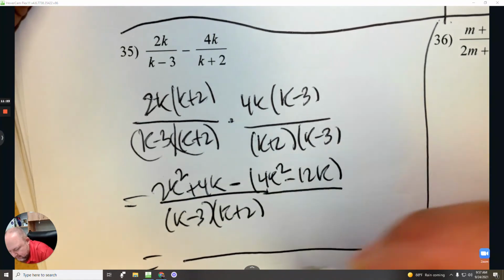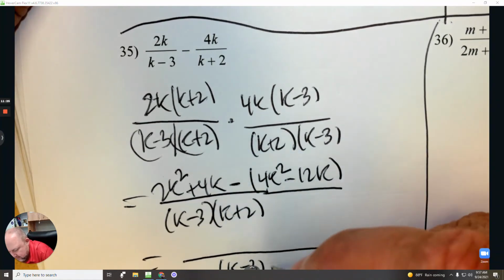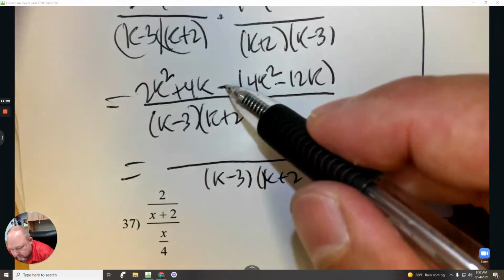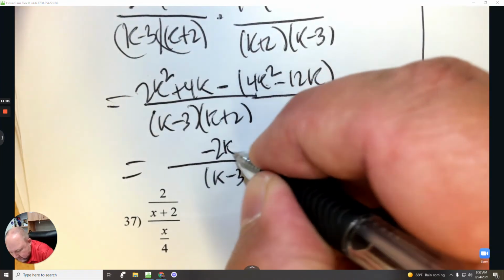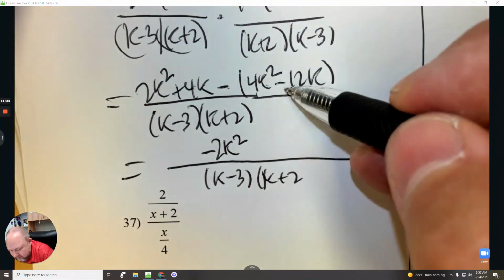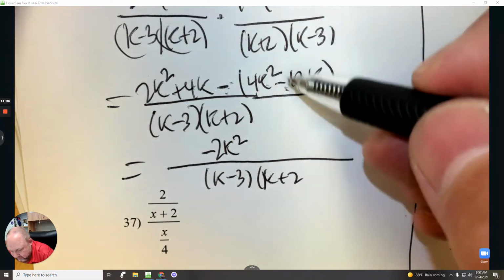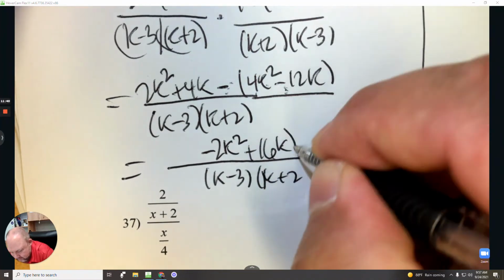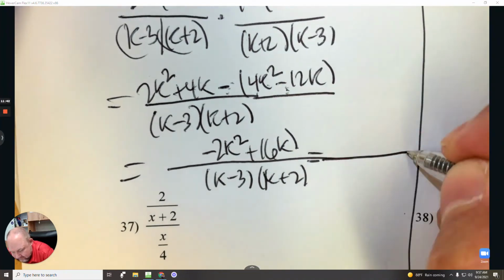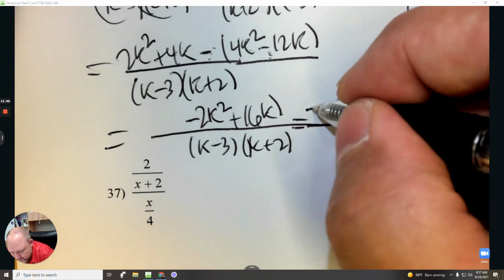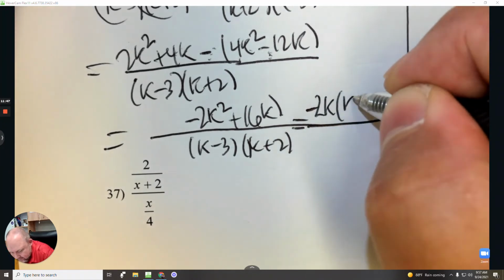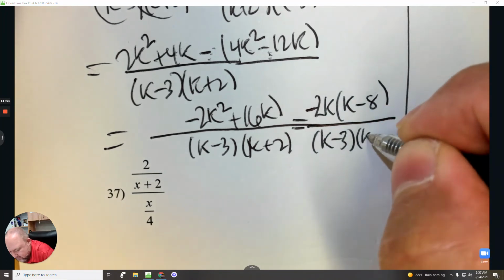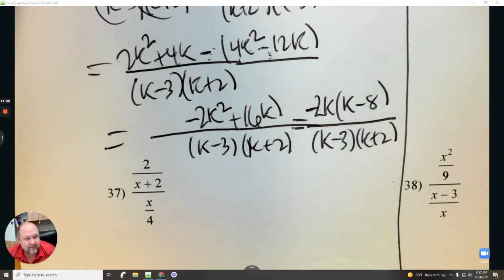So now we're going to combine like terms. So we have our common denominators. So 2 subtract 4 is negative 2k squared, and 4 subtract negative, so we're adding, when you subtract a negative, so that's 4 plus 12, that's 16. And then if you want, we could simplify that, maybe just a little bit, factor out a negative 2k, and you have k minus 8. And now it's fully factored, and it's prime. So there's nothing that eliminates.